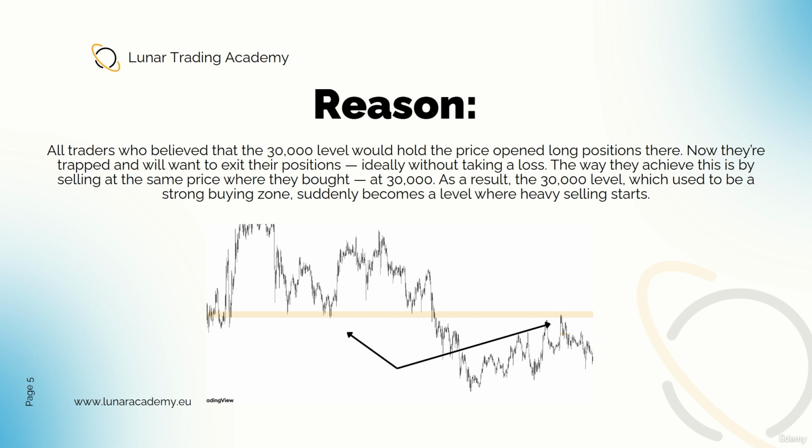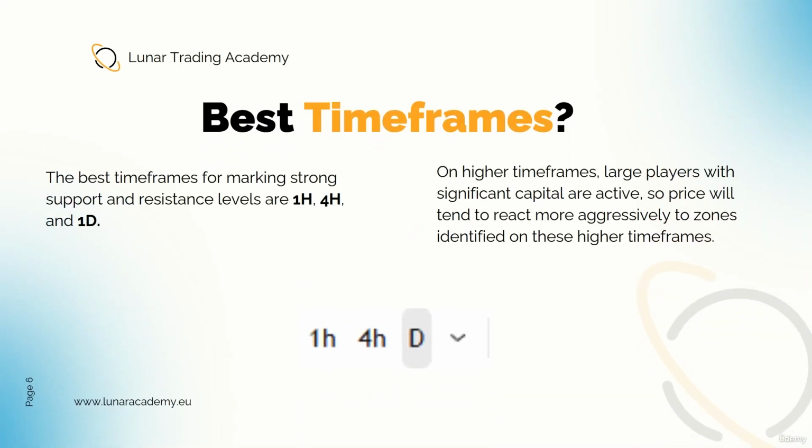That's why we don't use these support and resistance zones on their own. We combine these zones with order flow. Therefore, we can maximize our chance of winning. The best timeframes for identifying strong support and resistance levels are the 1 hour, 4 hour, and daily timeframe. Higher timeframes always carry more weight and tend to be more respected.